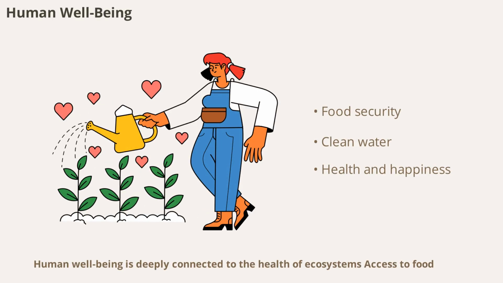Human well-being is deeply connected to the health of ecosystems. Access to food, clean water, energy, and shelter all depend on the services provided by nature. Beyond material needs, biodiversity supports good health, social connections, and cultural fulfillment. The Millennium Ecosystem Assessment highlights that human well-being is multidimensional, shaped by both objective conditions and personal capabilities.